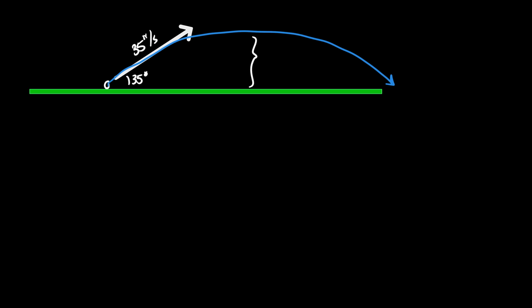So it says it's on level ground. The golf ball is struck at an angle of 35 degrees and 35 meters per second. I'm thinking something like that, and we want the maximum height attained by the ball. Well, I know the maximum height is attained when Vy equals 0. So I'm going to start with that basic idea and build out a chart.